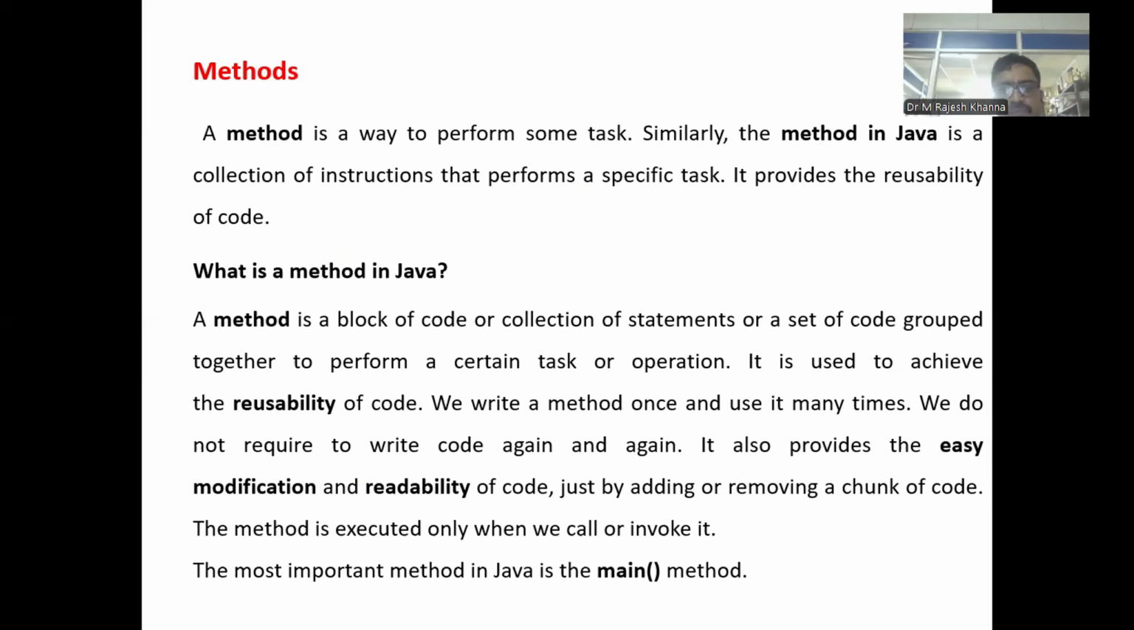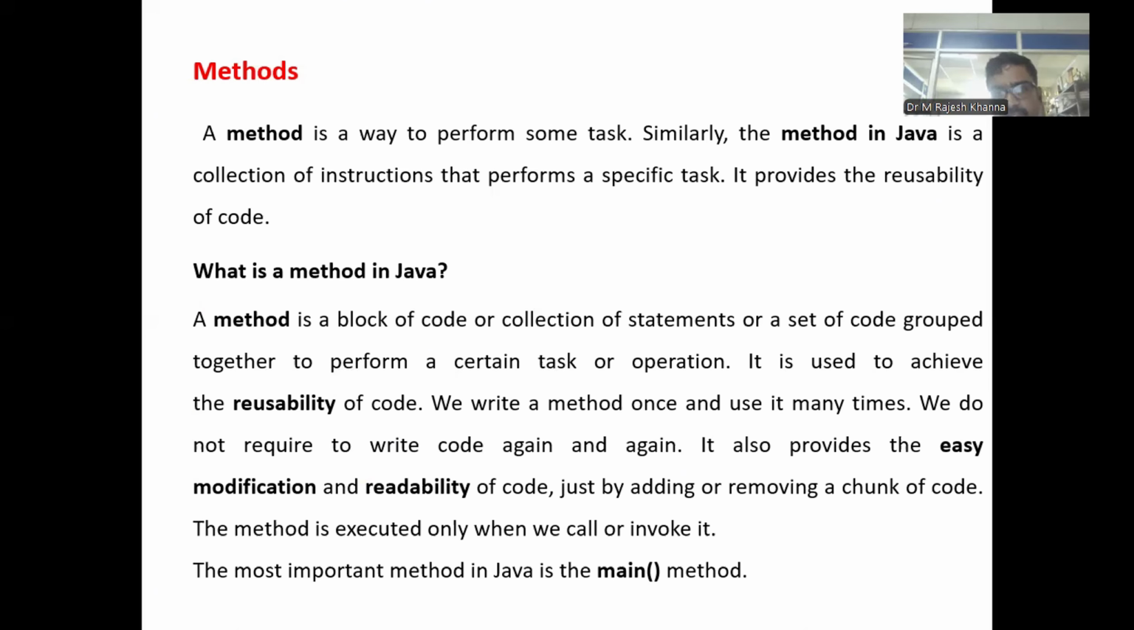It is actually reusability of code. We write a method once and use it many times, so there is no need to write the code again and again. For that purpose we use a method. Methods also provide easy modification and readability of code. An important method you already know is the main method. If you want to create any other method, we can also create it.